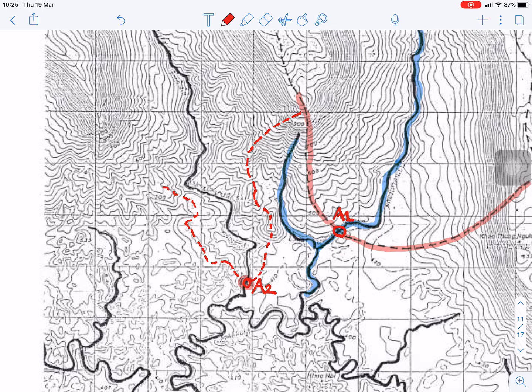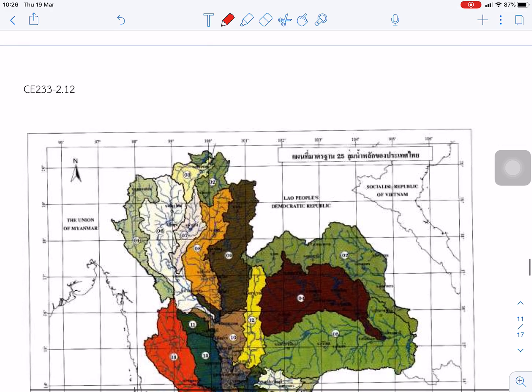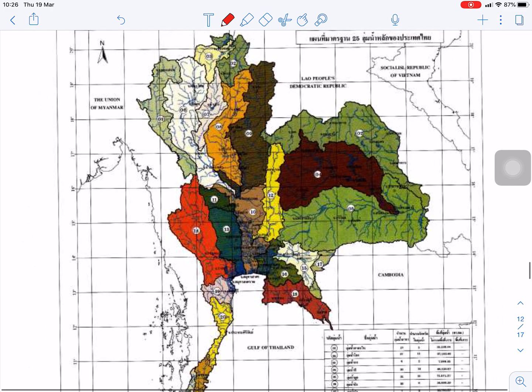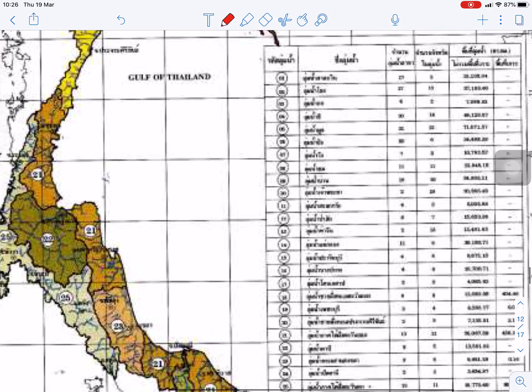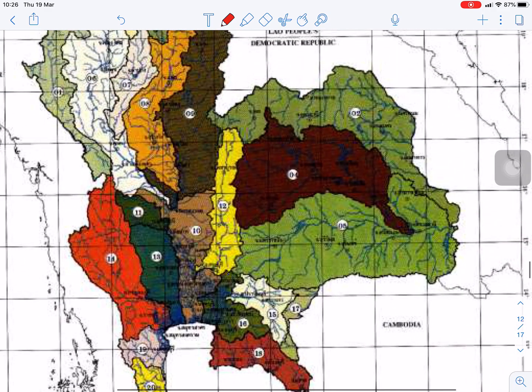Okay, let's complete the boundary of the A2 by yourselves. From the whole country, we divide Thailand into 25 catchments. This will show you the location of the 25 sub-catchments. Our university is located in the Moon River basin, in this area.